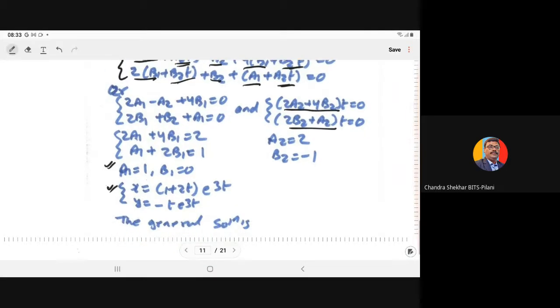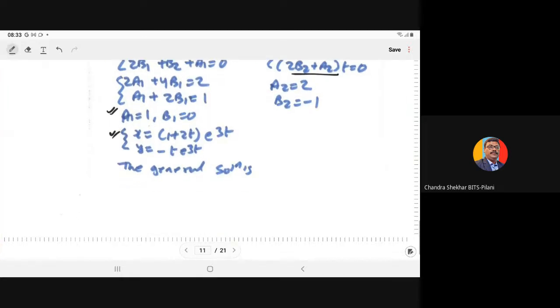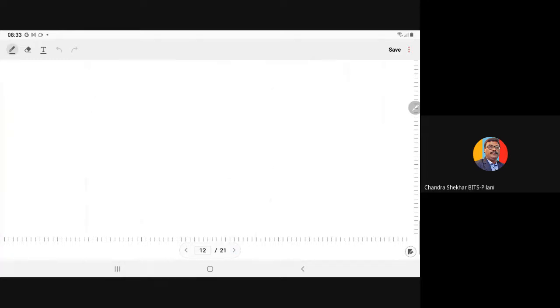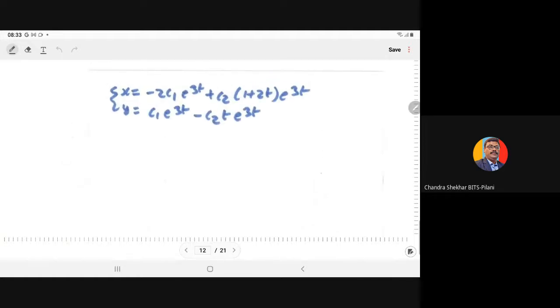So that means we can have multiple solutions. Actually, a constant multiple of the solution is also a solution, so that will work. So the general solution is the linear combination of these two solutions. In this way we can write the general solution: x is equal to minus 2 c1 e to power 3t plus c2 (1 plus 2t) e to power 3t, and y is equal to c1 e to power 3t minus c2 t e to power 3t. So that is the general solution.